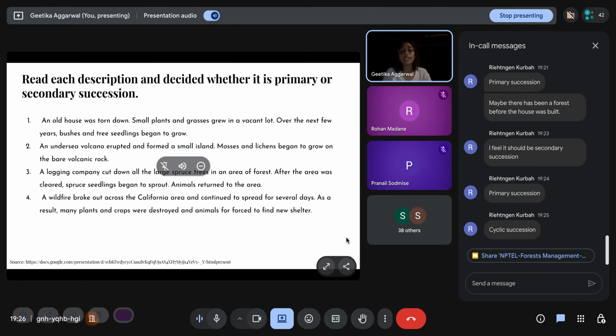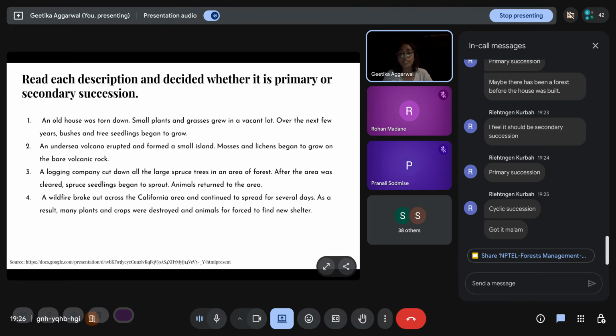Next example: a wildfire broke out across the California area and continued to spread for several days. As a result, many plants and crops were destroyed, and animals were forced to find new shelter. So, what happened here? A wildfire broke out and continued to spread. Many plants and crops were destroyed, and animals went away. Will it be an example of primary or secondary succession, if trees start growing again in this area and animals return?